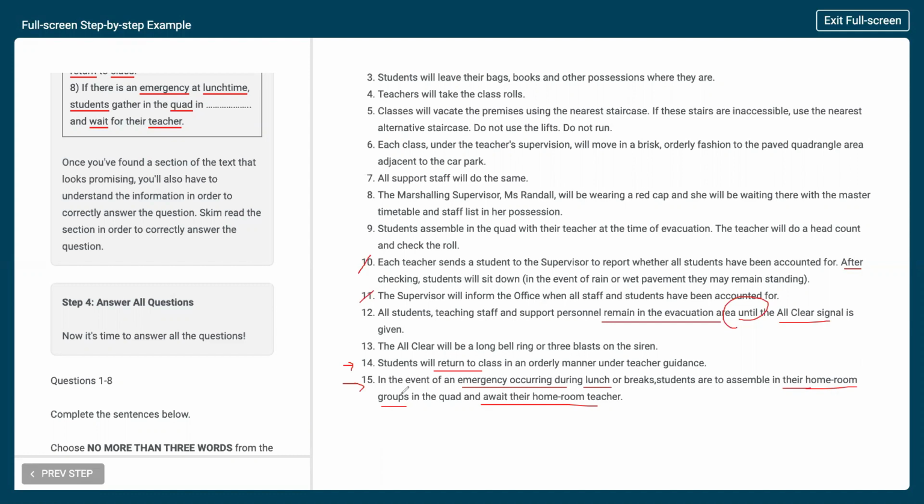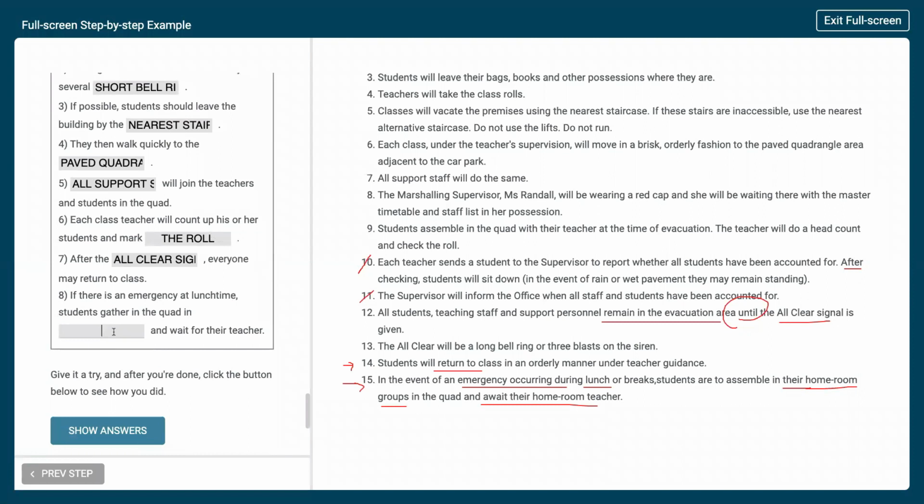That would also be 3 words. That would count, but it makes sense. I will write their homeroom groups. I'm going to use the hyphenated spelling. It's exactly what we saw in the passage, and we're good to go.